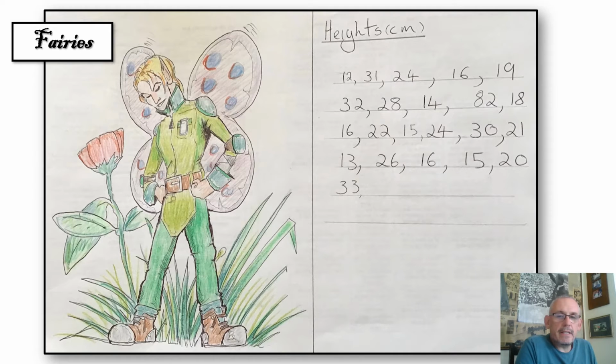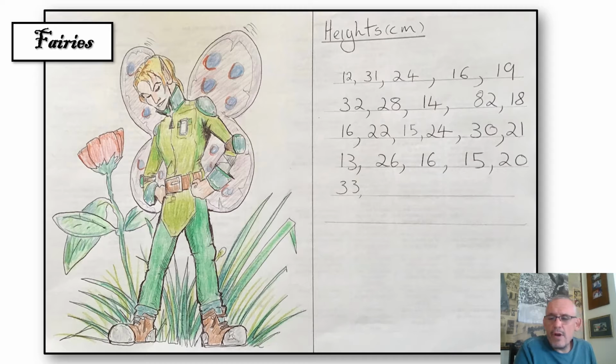Okay, I started by measuring the fairies that I found in my garden. They tend to congregate towards the bottom right. I got a load of them there: 12 centimeters, 31 centimeters, 24 centimeters, and so on. One of the things to do first maybe would be to put those in order and to see what the data is doing.